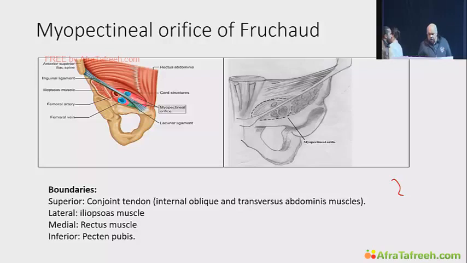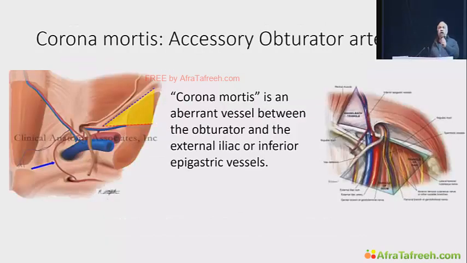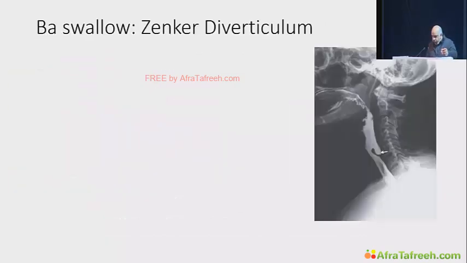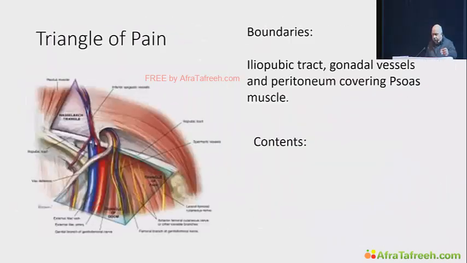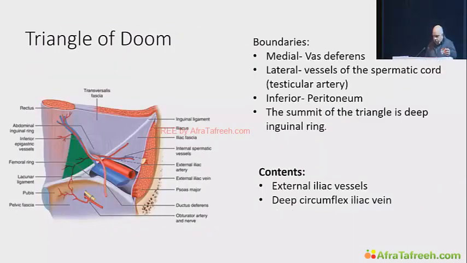Good. Right, so you see, this is the superior boundary, conjoint tendon, this is medial rectus, this is lateral psoas, and this is pecten pubis. And the last point here: in laparoscopic hernia repair, dekho, I have to dissect in this area, I have to fix in this area. This is myopectineal orifice of Fruchaud.